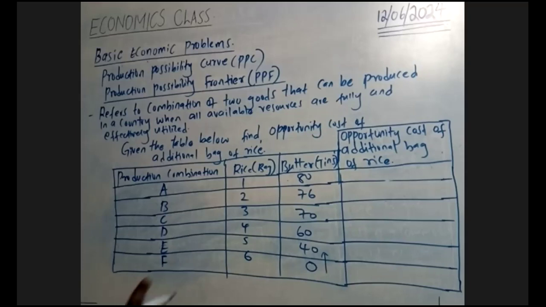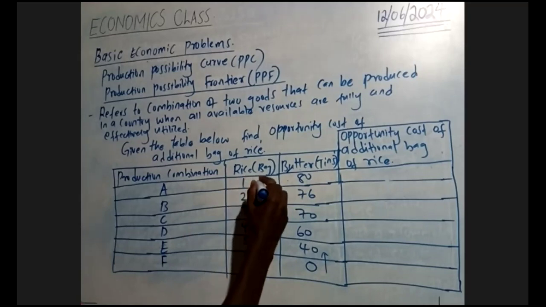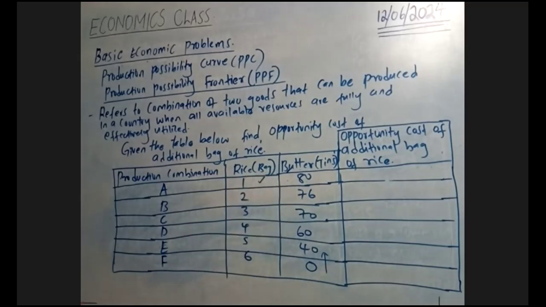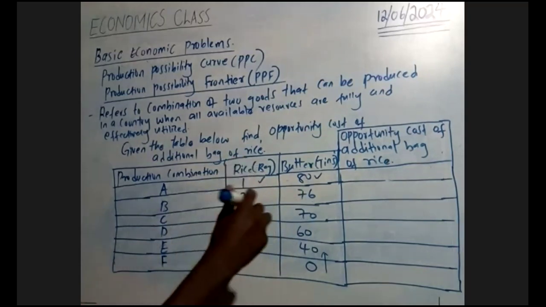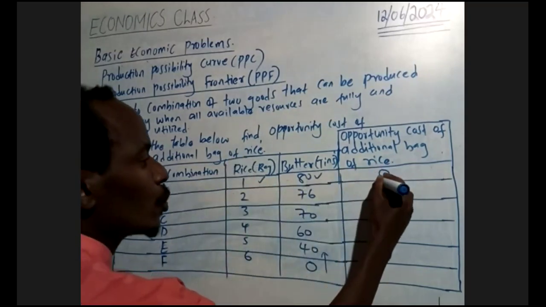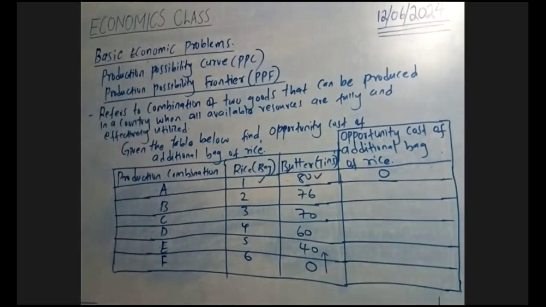Now, for the first one, if we produce one bag of rice and we end up producing 80 butters of tins, it means because at this point we don't have any other item, the opportunity cost will be equal to 0. That one will be considered as the most efficient part. But as we keep on adding, we shall have opportunity cost.